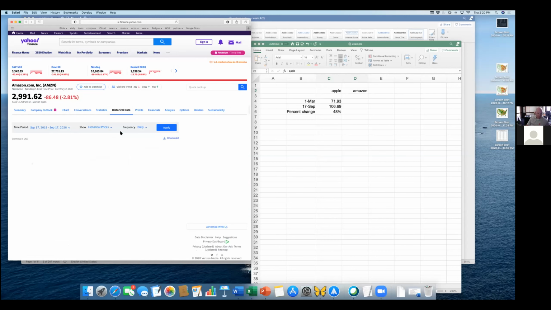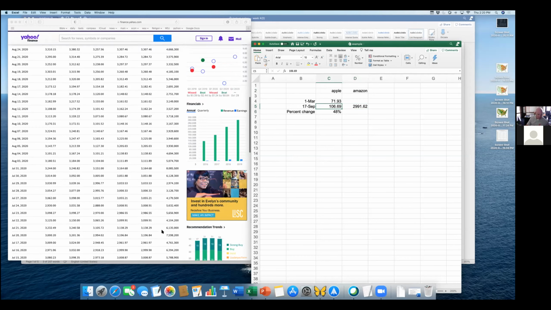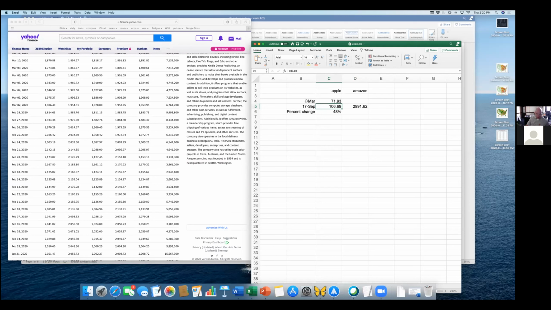All right, let's go to historical data. 2961.62 is September 17th, and let's go back to March 1. Oops, we've got to go back, actually March 2nd. March 2nd, I'm sorry. And we have 1953.95. All right. And if we look at that percent change, we got 53%.